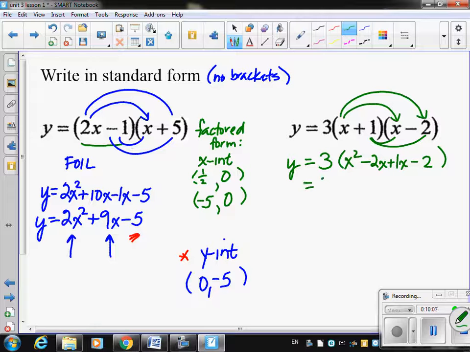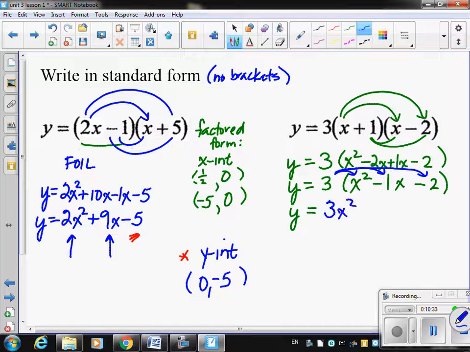I'm going to even tidy that bracket before I deal with the 3. x squared, and I have negative 2x plus 1x. I have negative 1x. Careful with the negatives. Then we're going to deal with the 3. Distributive law means the 3 affects everything in the bracket. So final answer, y equals 3x squared, subtract 3x, subtract 6.